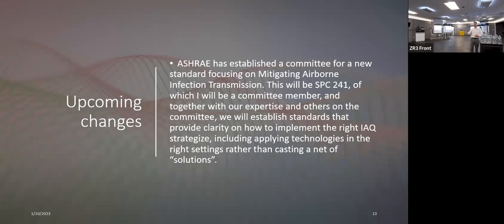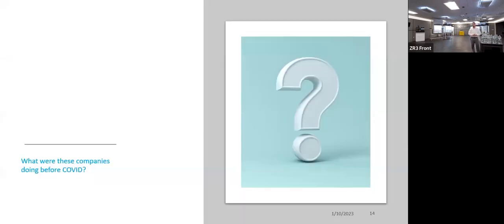This will be the SPC 241, of which I will be a committee member, and I will help establish these standards. We'll establish the standards that provide clarity on how to implement the right IAQ strategies. Again, a multi-layered approach. Technologies can work together, and will include applying technologies in the right setting, rather than what we do today, casting a net over the problem and saying it's a solution. Because unfortunately, this has created a lot of issues, a lot of litigation, a lot of money spent that was done for nothing, unfortunately. And that's what we want to try to avoid moving forward.